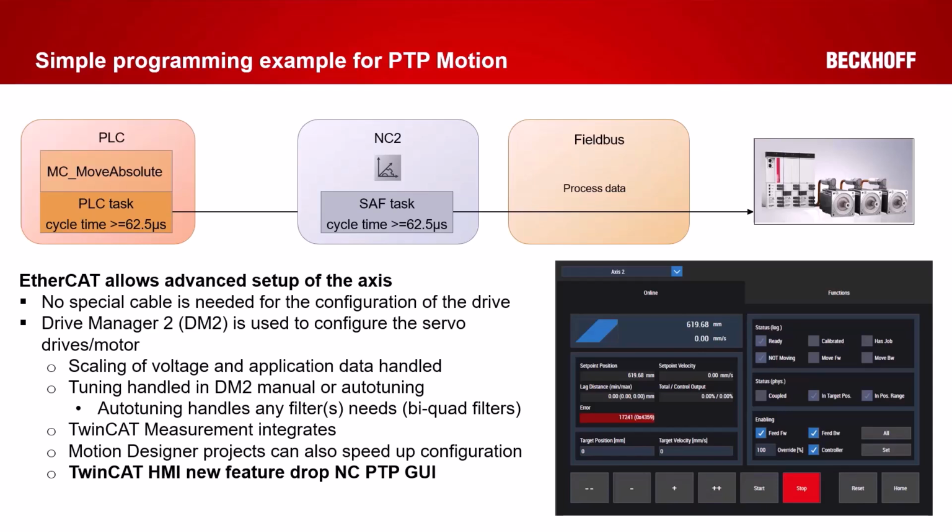The auto tuning does really help if you have complex mechanics. You can apply the notch filters or biquad filters in the system. TwinCAT measurement is very well integrated into this, and Motion Designer projects can actually be used to help set up the configuration. A new feature for our TwinCAT HMI users is that we now have an NC-P2P GUI that you can drop in for your maintenance modes in the application. If the application is running, this GUI does not interfere with the motion application.